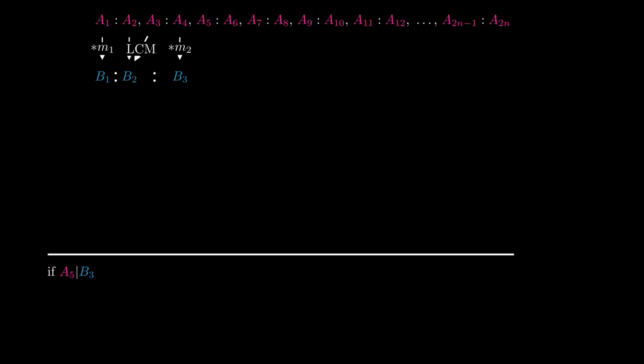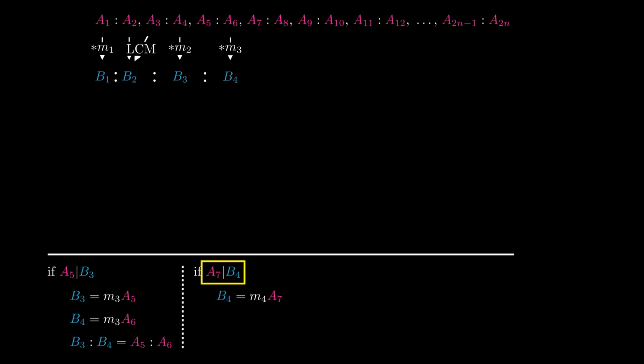If a5 measures b3, so that b3 is equal to m3 a5, let b4 equal m3 a6, so that b3 to b4 is proportional to a5 to a6, and we have our continued proportion b1 to b2 to b3 to b4 that's built from the first three given ratios. Now the fourth given ratio. If a7 measures b4, so that b4 is equal to m4 a7, let b5 equal m4 a8, so that b4 to b5 is proportional to a7 to a8.